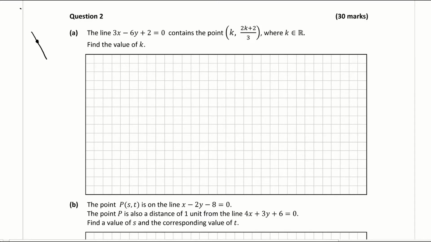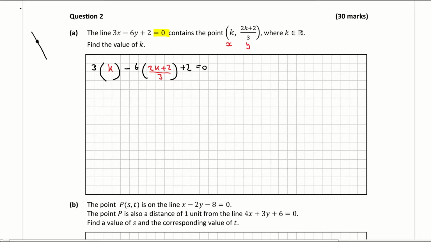So all I'm going to do here is sub in my point, k for x, and 2k plus 2 over 3 for my y. So I'm subbing it in, and I should get equal to 0 when I solve it. So let's go with that. So 3 times my k, which is my x value, minus 6 times y, and my y in this case is 2k plus 2 over 3. And I'm going to then add my plus 2 and let that equal 0. So I'm going to solve this now.